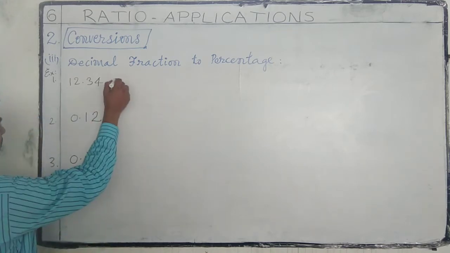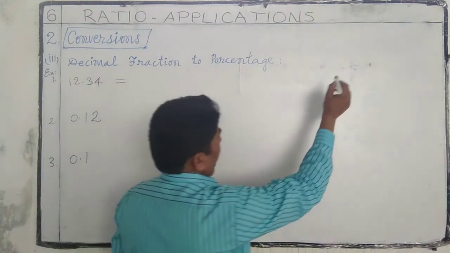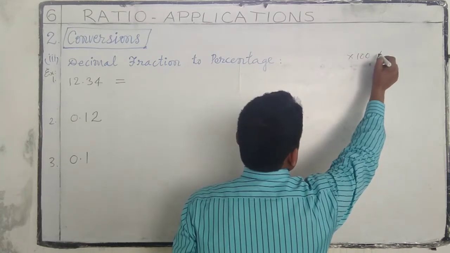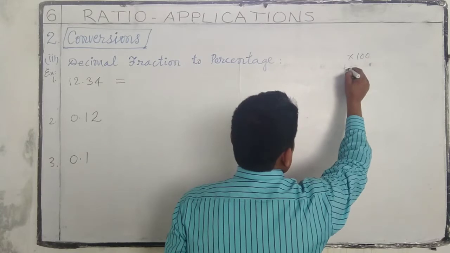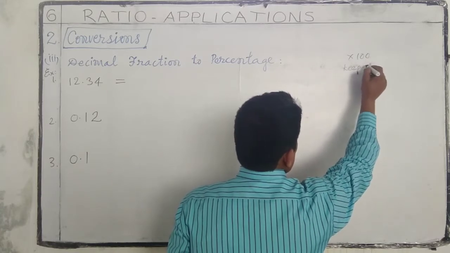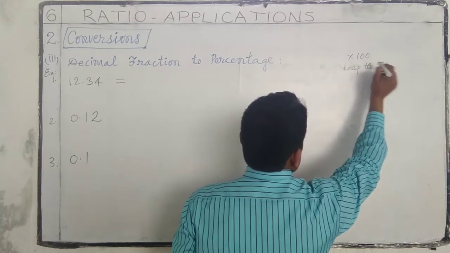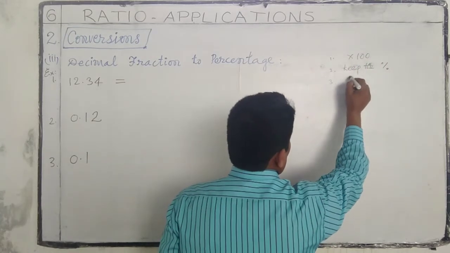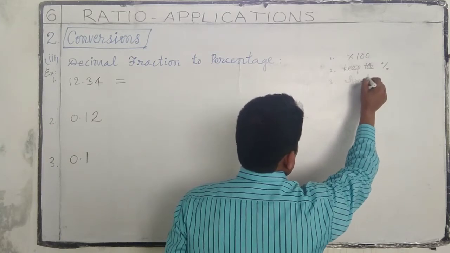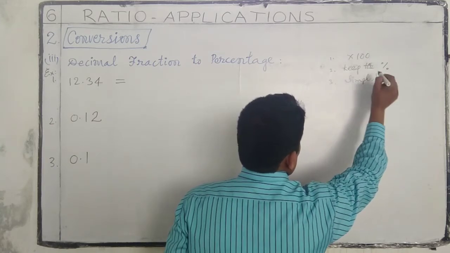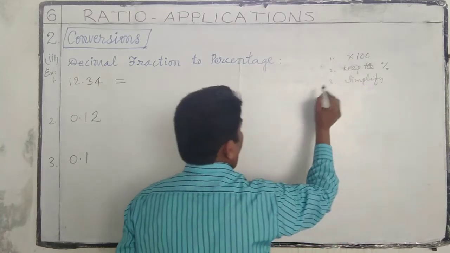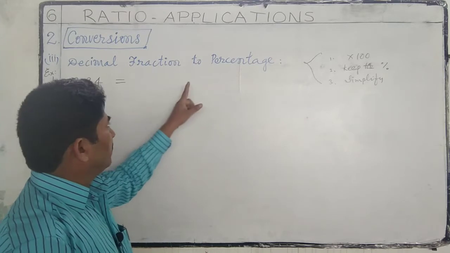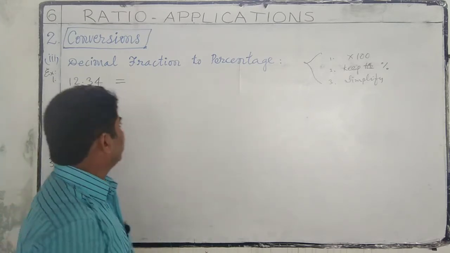12.34. What is the procedure? First multiply with 100 and keep the percentage sign. Next, simplify. This is the procedure to convert a decimal fraction into percentage.